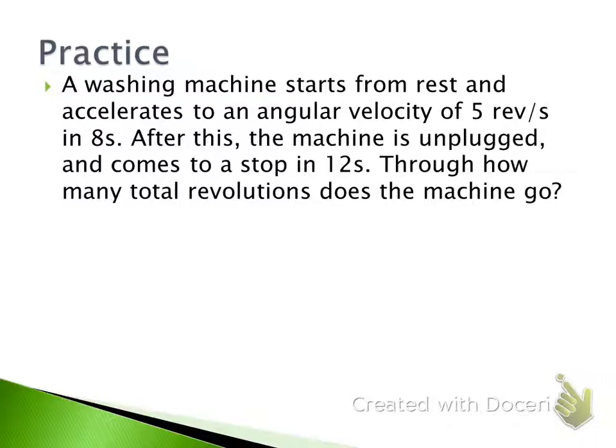Okay, so it starts from rest and accelerates to 5 revolutions per second, which you'll need to do a conversion there in 8 seconds. After this, the machine is unplugged and comes to a stop in 12 seconds. Through how many total revolutions does the machine go? You have to make sure that you solve these completely separately, and then you'll add your number of revolutions together. Because during this time, this 20 seconds, there's not a constant acceleration, right? They're speeding up and then they're slowing down, which means you have to do 2 separate kinematics equations to help you solve for these. Okay?